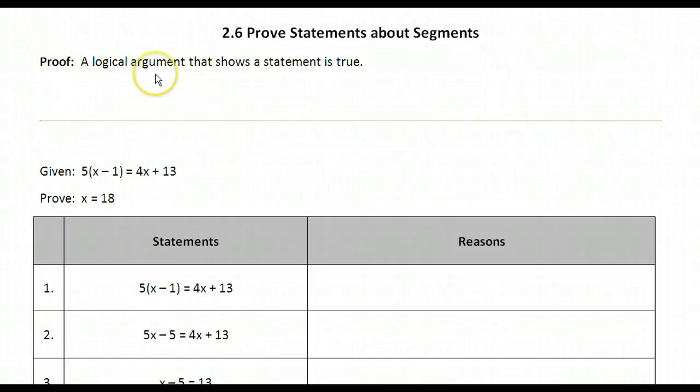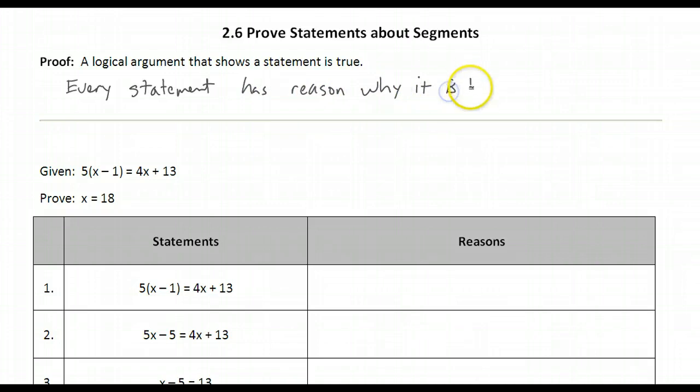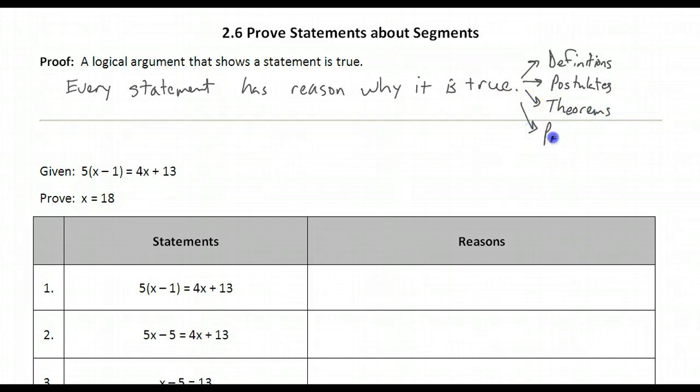A proof is a logical argument that shows a statement is true. The way that a proof is written, every statement has a reason why it is true. Now, for those reasons, we can use definitions, postulates, theorems, or properties.